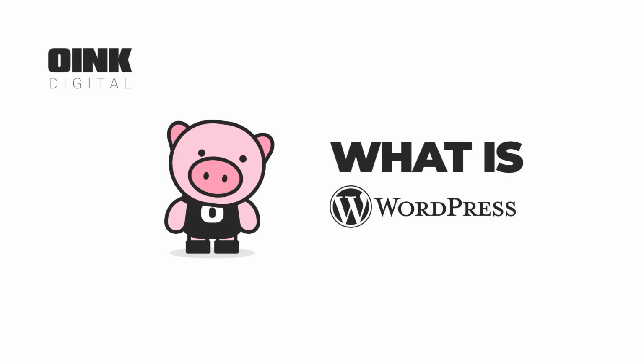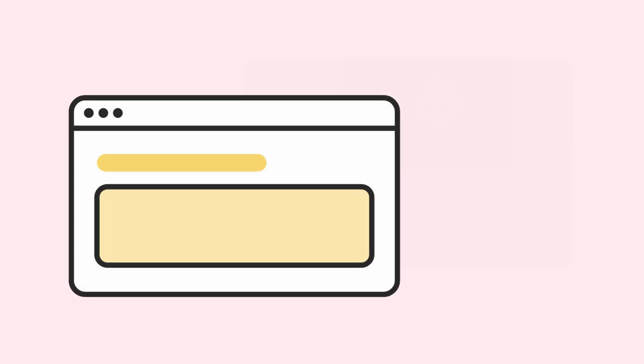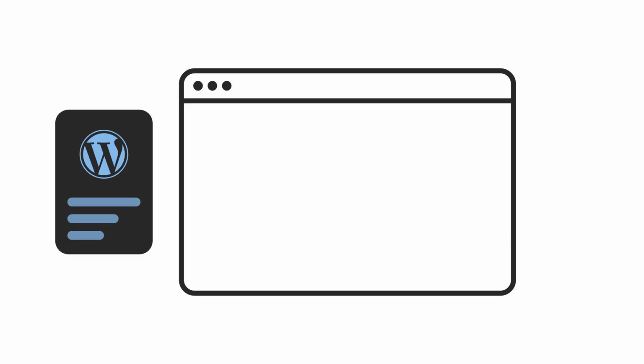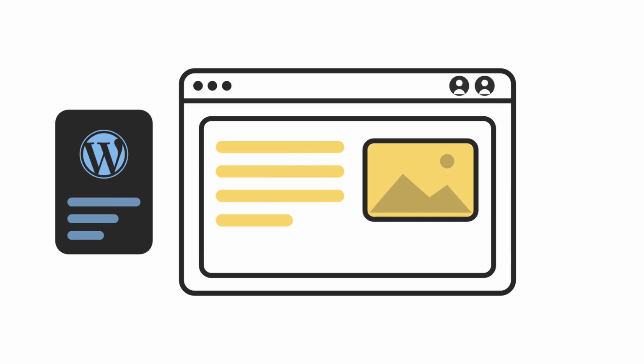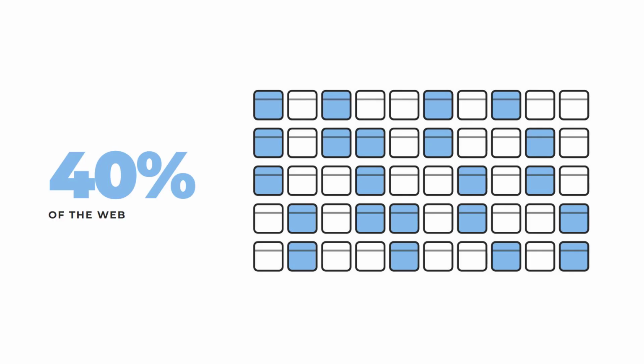WordPress is an open source content management system, or CMS. It provides the system behind the website for creating pages, publishing content, uploading images, managing users, and adding extra functionality. At the time of making this video, it powers more than 40% of websites on the internet, making it the most widely used CMS on the web.